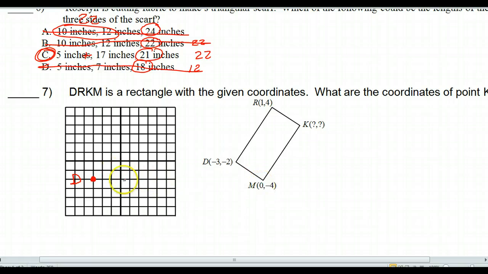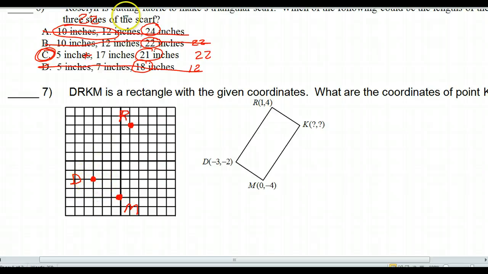0, -4. That would be right here. Okay, that's my M. I've got this 1, 4. That would be like right here. That's my R. And then I'm supposed to find K. So if you're using the graph paper here, it should be easy to find what that other point is because of the symmetry of everything. Use your slopes. Let me say that again. Use your slopes. Okay? Look at DM, for example. What's the rise and the run of this DM side down here? Up 3 to the left. Correct.